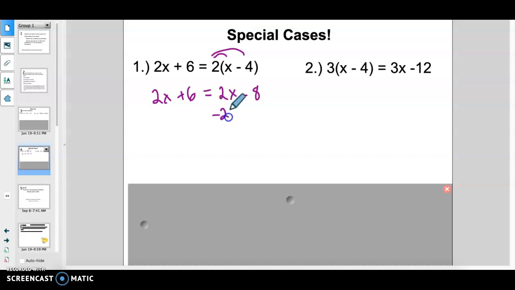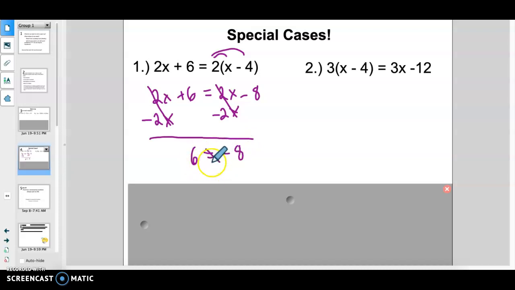So when I do minus 2x here, and 2x minus 2x is 0, I'm going to do a minus 2x, the same thing to both sides. That also equals 0. So what I'm left with is 6 equals negative 8. Does 6 equal negative 8? Nope, that is not equal.